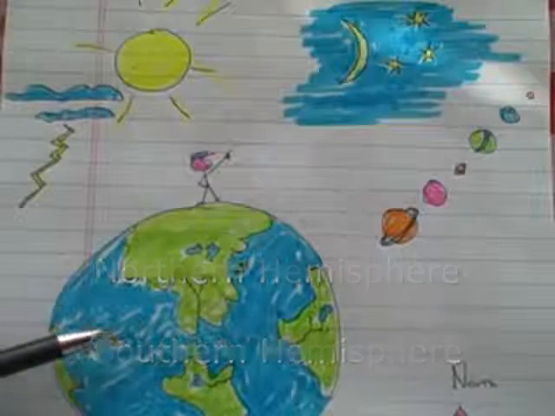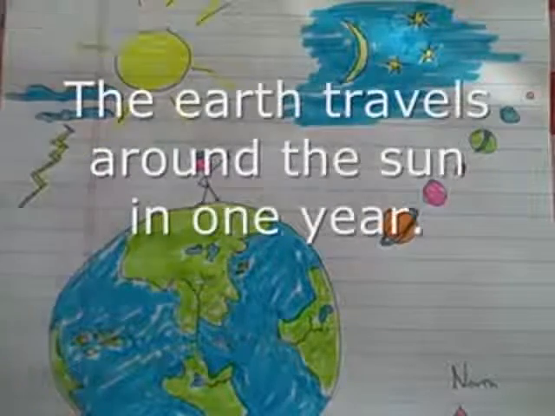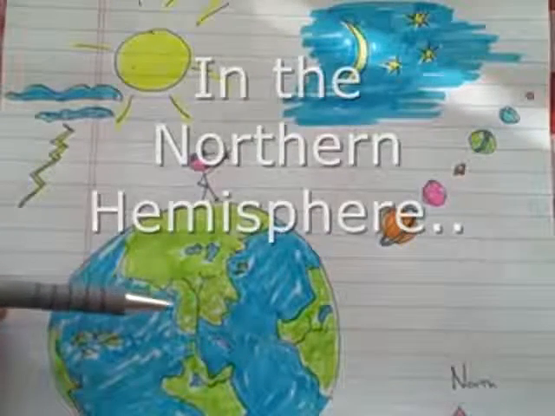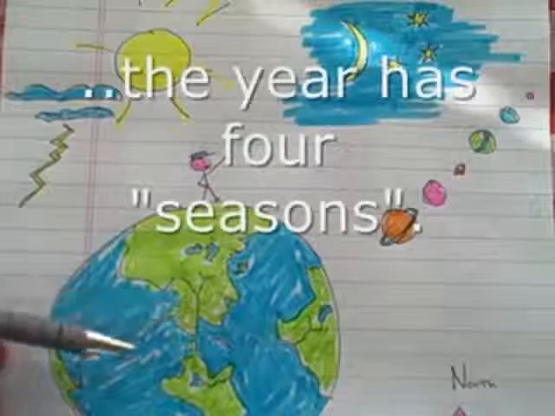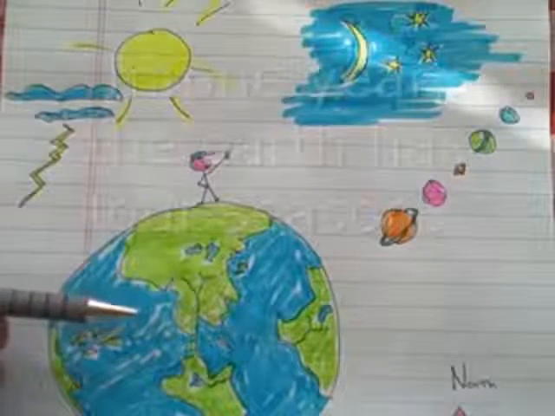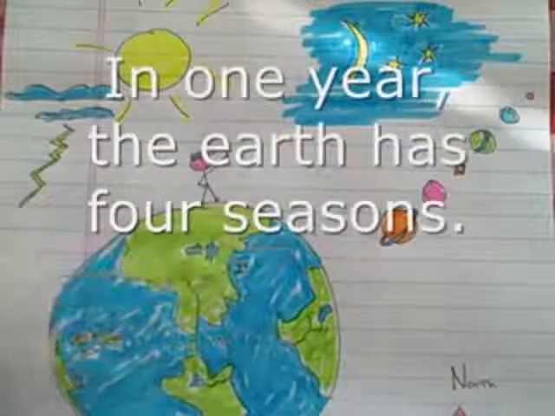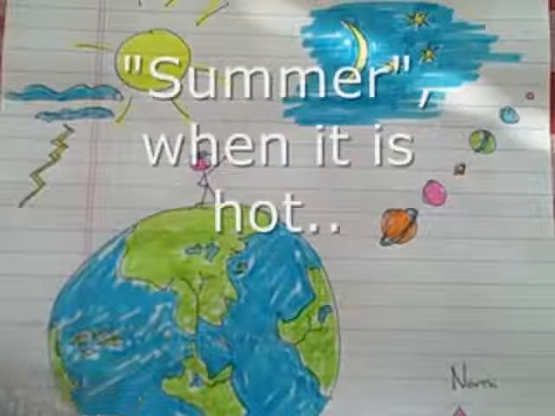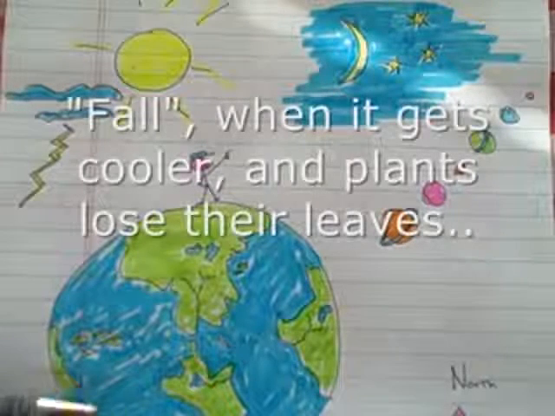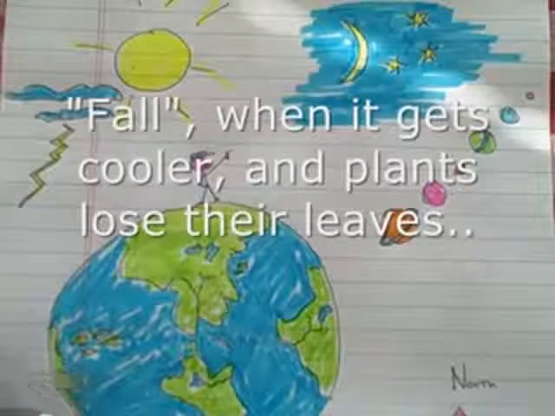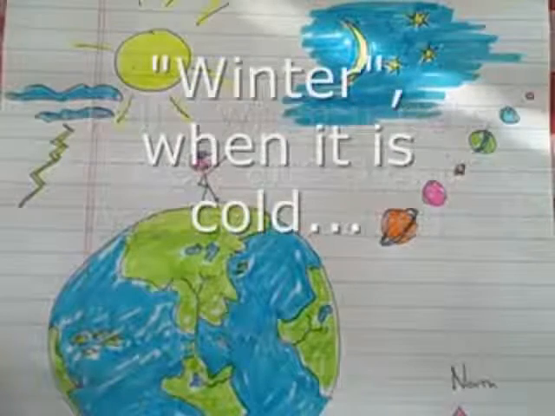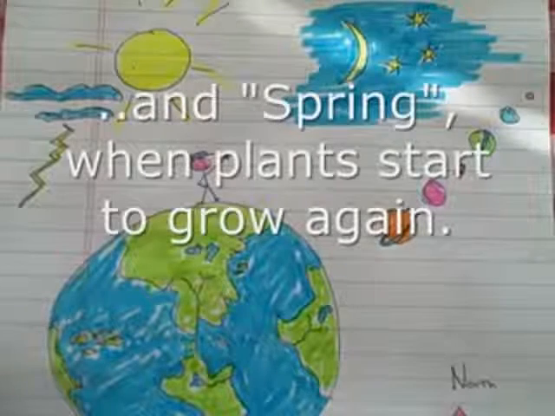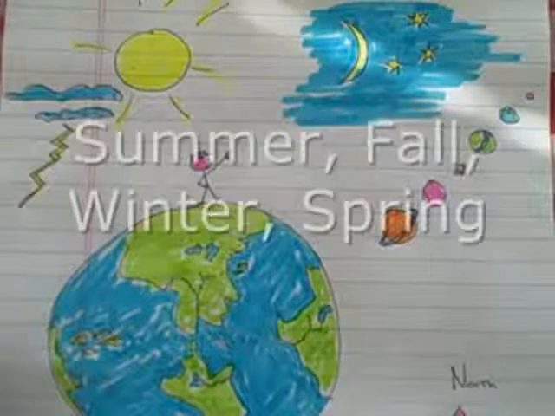The Earth travels around the sun in 1 year. In the Northern Hemisphere, the year has 4 seasons. Summer, when it is hot. Fall, when it gets cooler and plants lose their leaves. Winter, when it's cold. And spring, when plants start to grow again. Summer, fall, winter, spring.